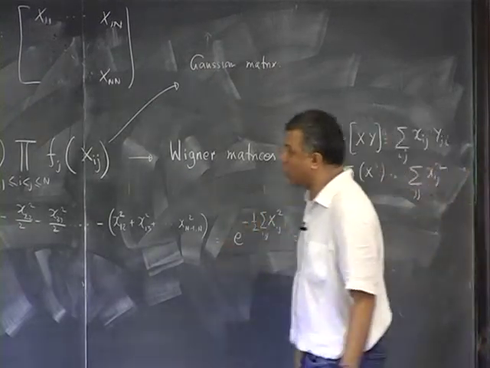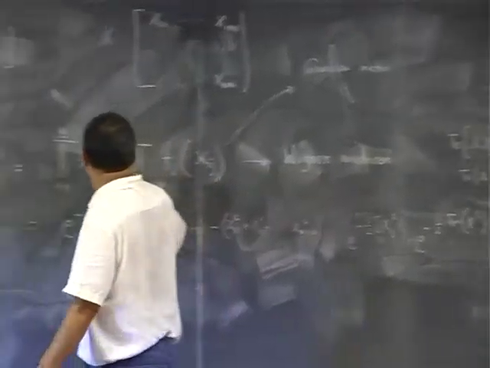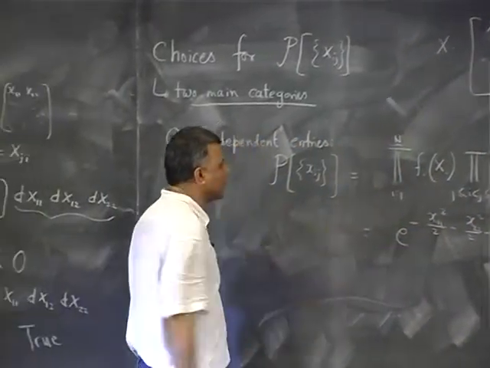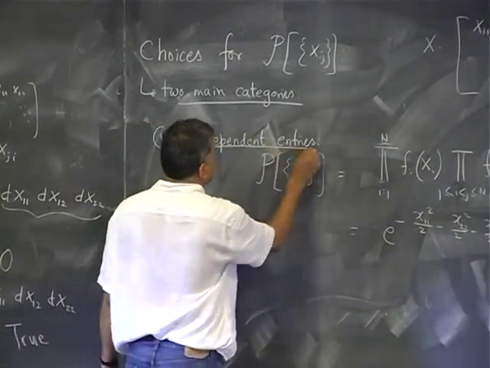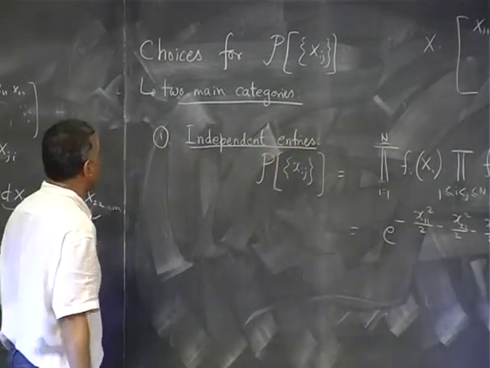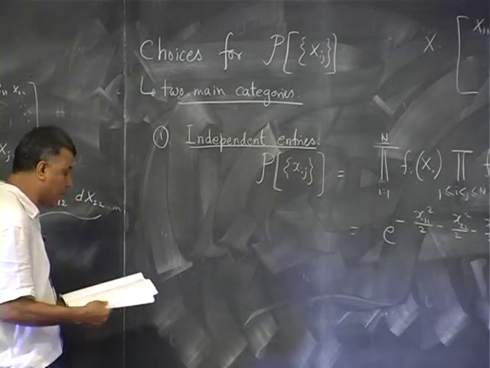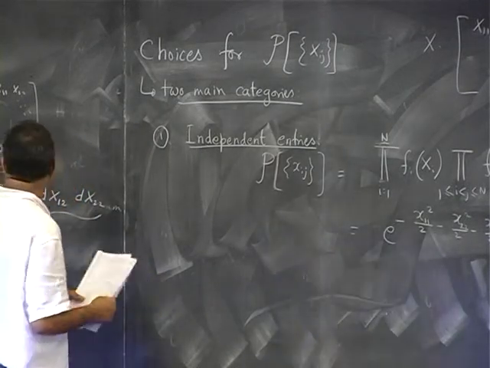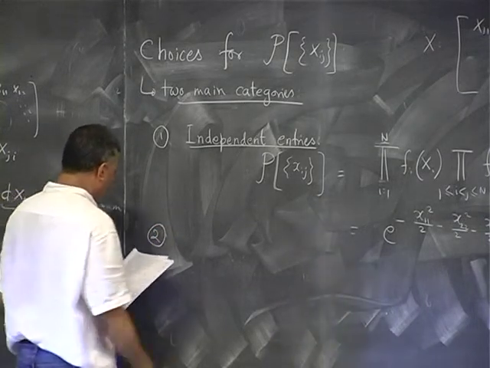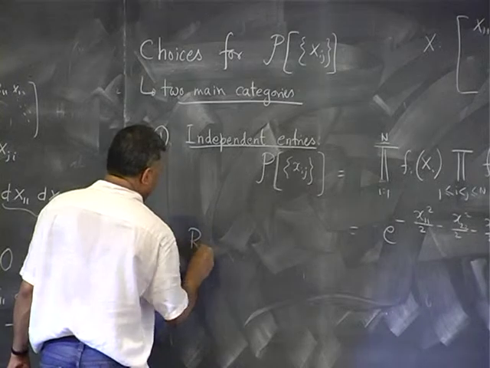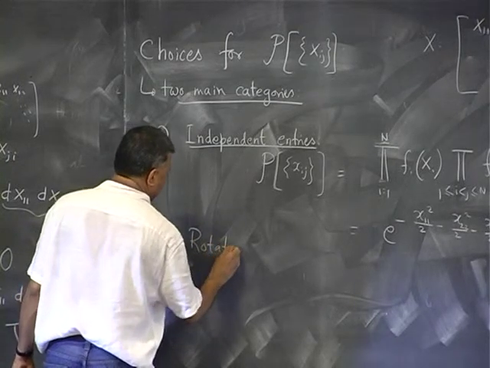But this is just one choice. You could choose, for example, a uniform distribution, an exponential distribution, whatever you like. So all such matrices with independent entries, this is the important thing, are called Wigner matrices. This is one category of matrices that have been studied very well. And the second is what is called rotationally invariant matrices.